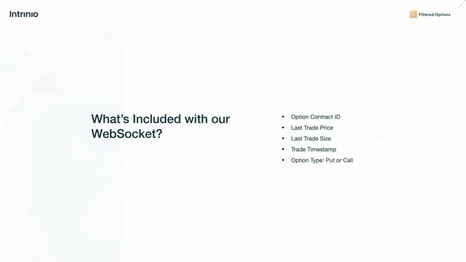Unlike with the web API, in order to keep our latency very low for the WebSocket, the return data is more or less a little more concise to the point. With the WebSocket return data, you'll receive the option contract ID, the last trade price, the last trade size, the timestamp of that trade, and the type, whether it is a put or call.